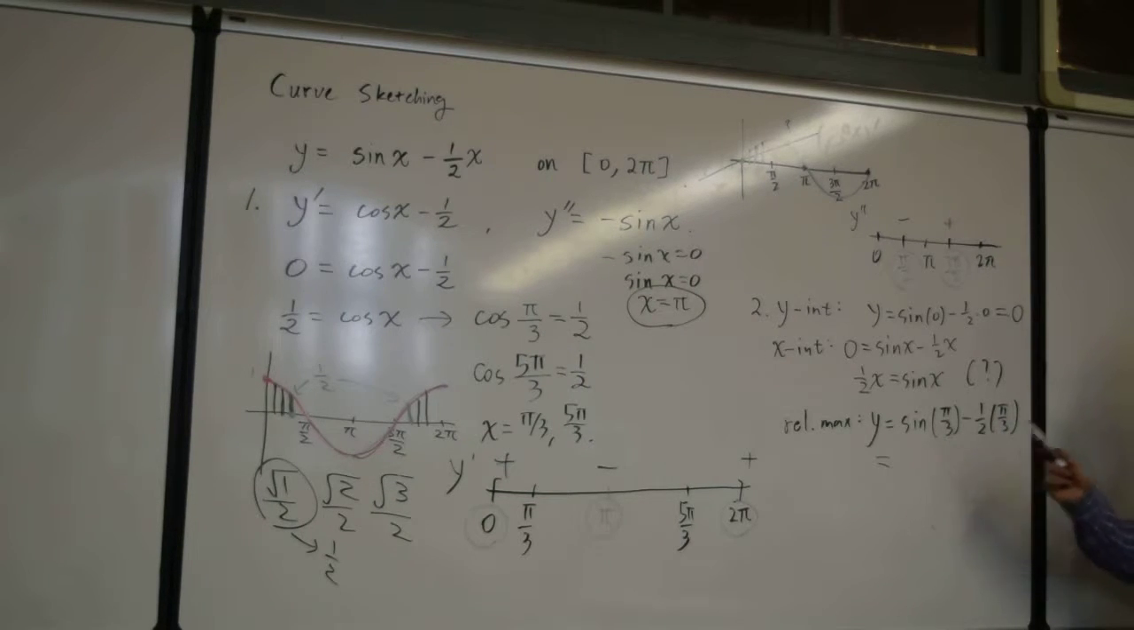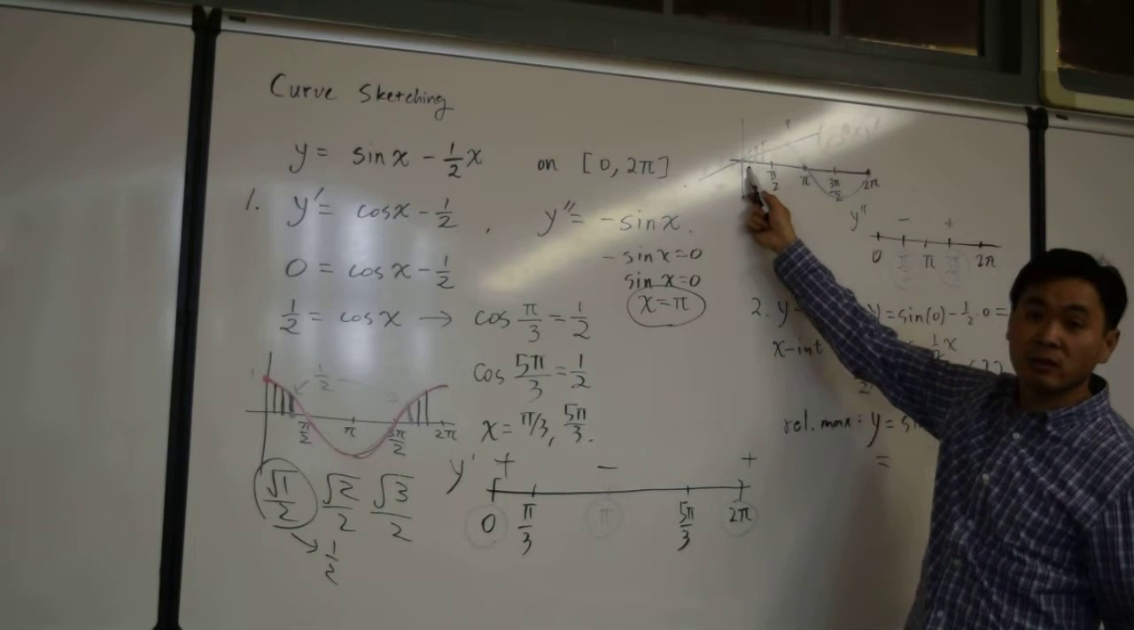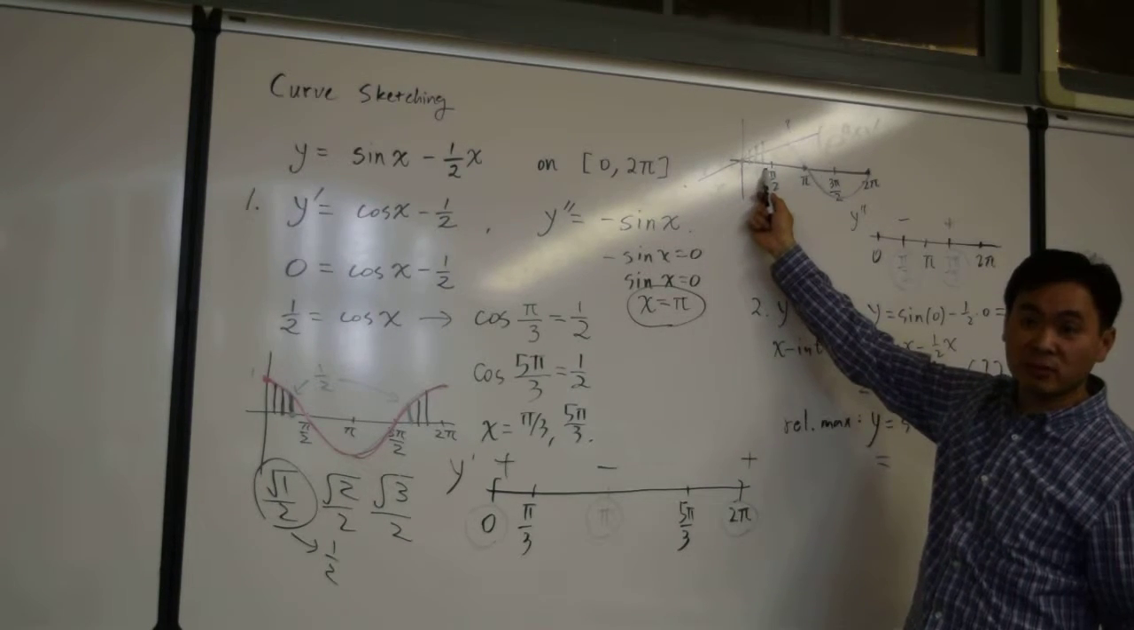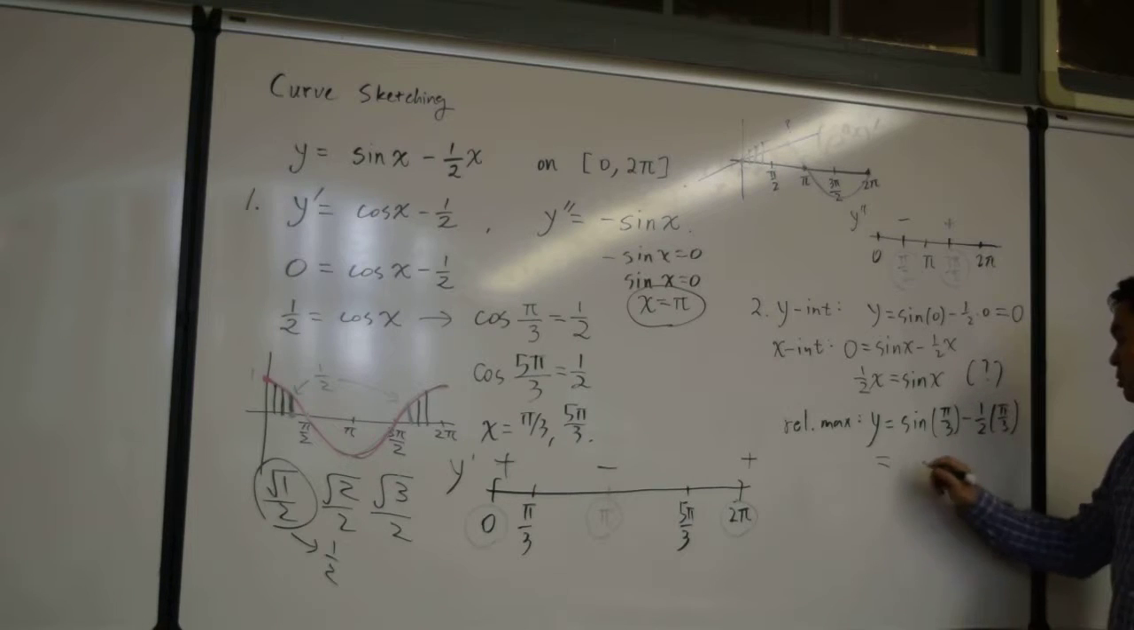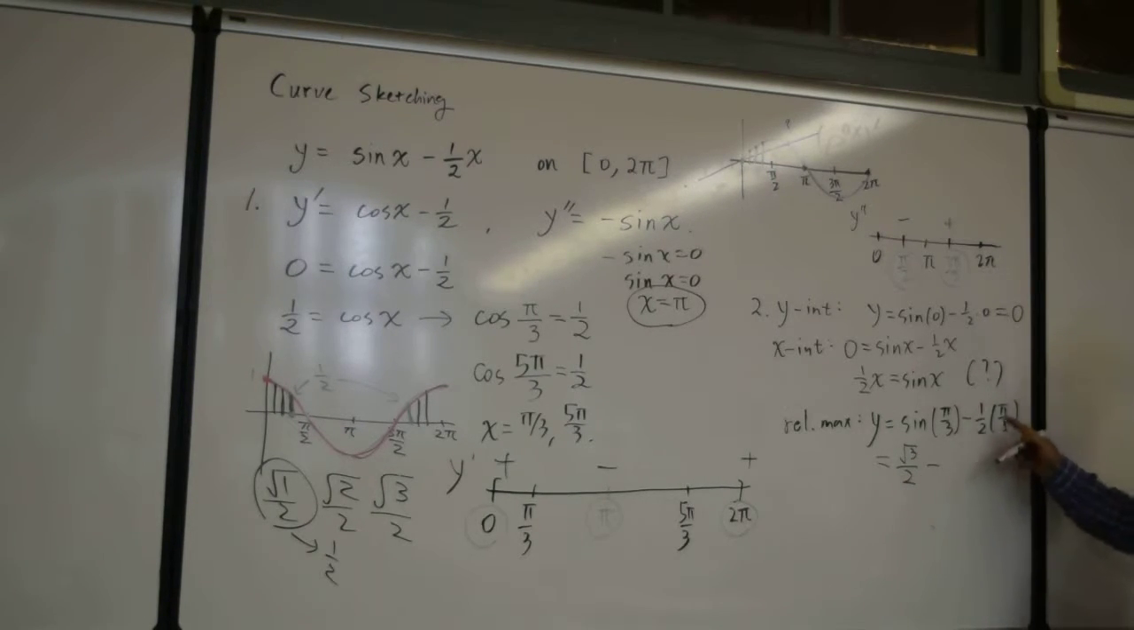Pi over 3 in degrees, what is it? 60 degrees, and these are what? 30, 45, 60. Okay, so is it small or medium or large? Large. It's the large value, right? So it should be radical 3 over 2. And then when you multiply a fraction top to top, bottom to bottom, so it's pi over 6.